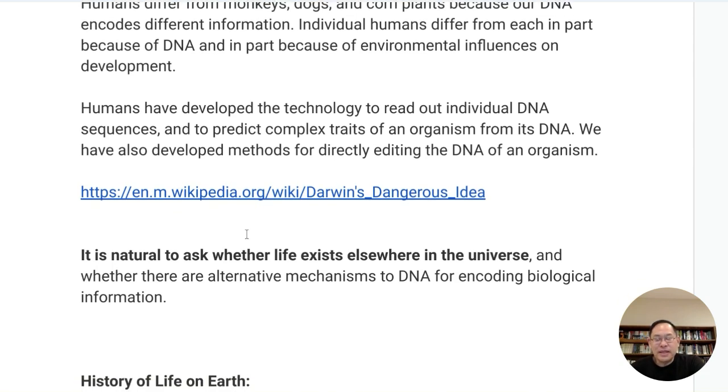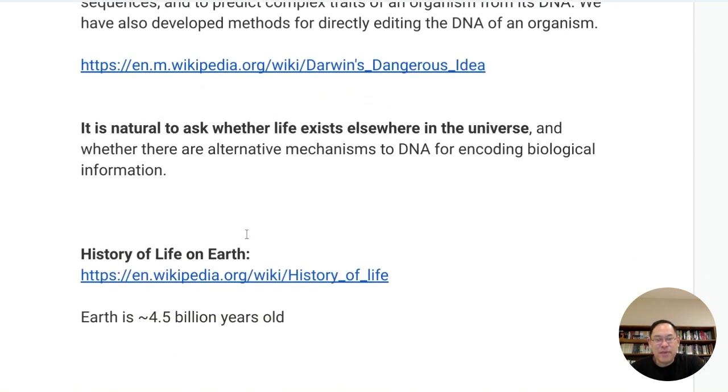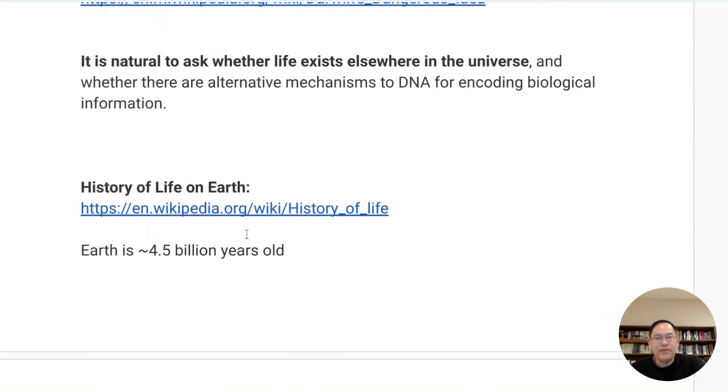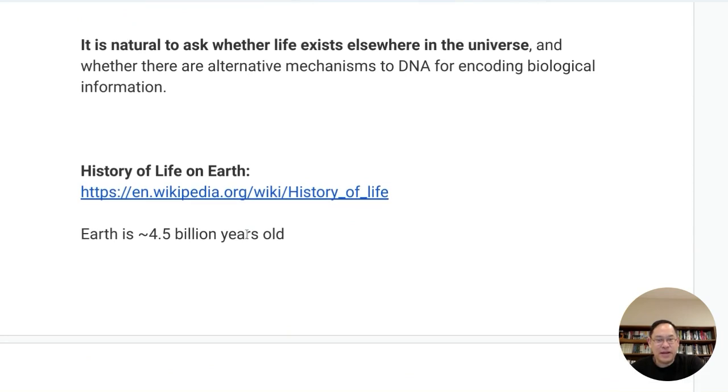Now that we know that the information that governs life on Earth is encoded in a specific molecule called DNA, it's natural to ask the question, well, one, is there other life elsewhere, not just on planet Earth? So is there life elsewhere in the universe? And secondly, that other life, does it also use the same mechanism that we use for encoding biological information? Or are there other alternative mechanisms by which a complex organism could arise?